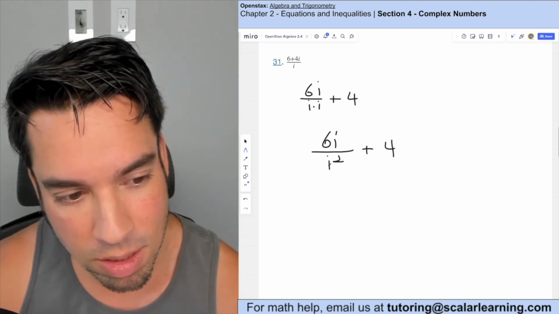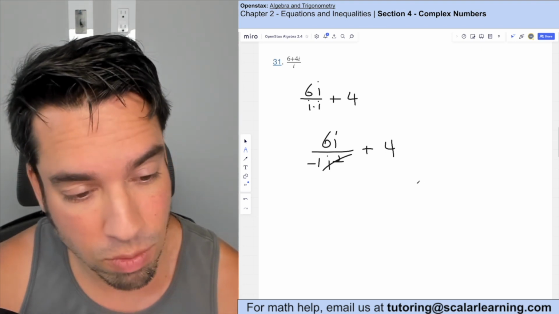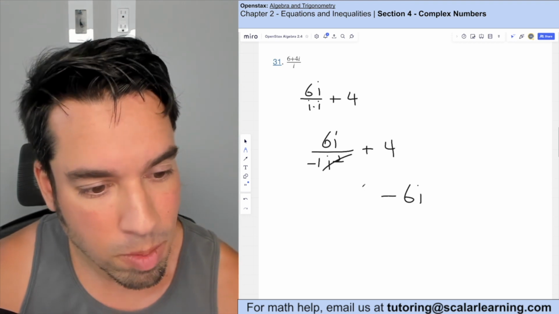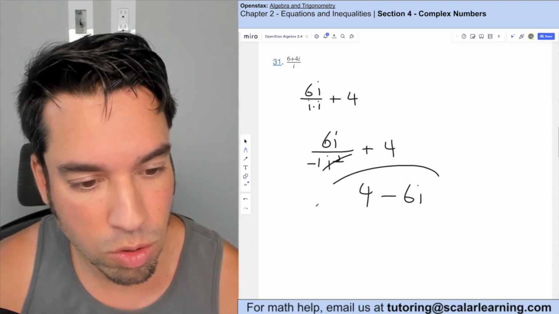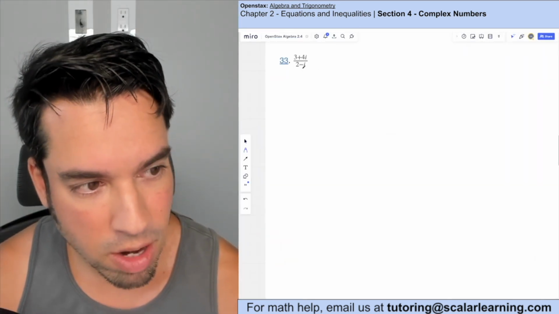But i squared is the same as -1. So 6i divided by -1 is -6i. Then I'm going to place the 4 in front because, again, we put the real part in front. There's the winner. Done.